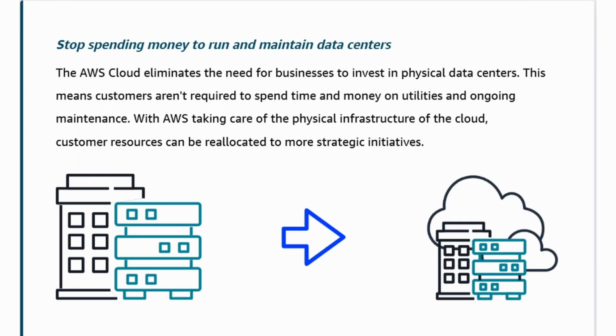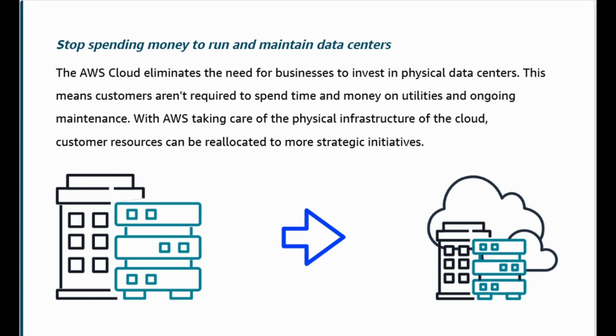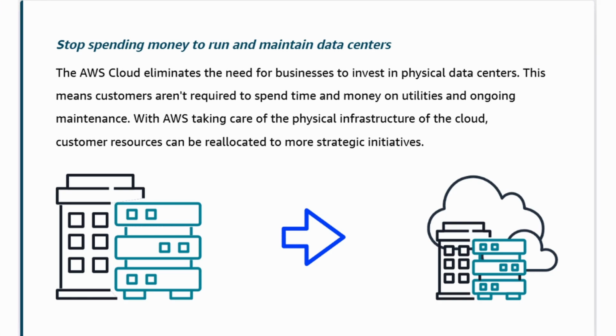Fifth is stop spending money running and maintaining data centers. Running a data center is undifferentiated heavy lifting. Racking servers, stacking cables, managing cooling, and hiring security guards doesn't make your product better. It just keeps the lights on. By using AWS, you let them handle the physical infrastructure. This frees up your team to focus exclusively on your business and your customers.